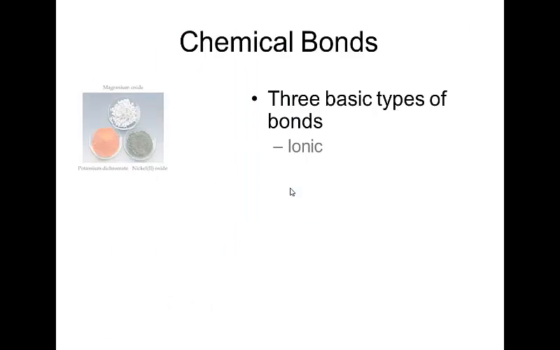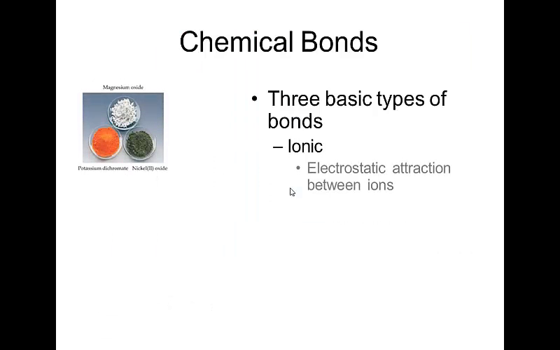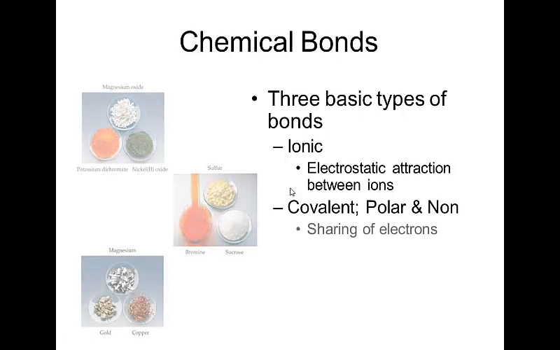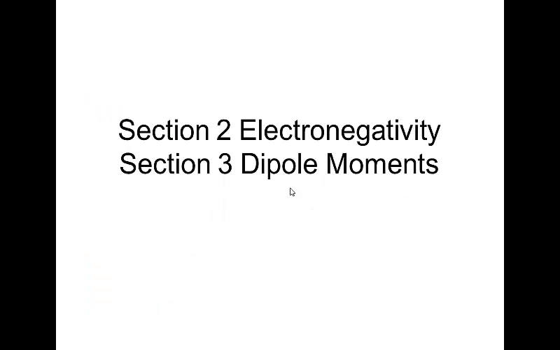All right, there are three basic types of bonds which you should know from first year chemistry. Ionic, which is the electrostatic attraction between ions. Any ionic compound is an ionic bond. And then you have your covalent, and the two types of covalent are polar and nonpolar, and covalent bonds are sharing of electrons. All right, Section 2, electronegativity, not to be mistaken with electron affinity.